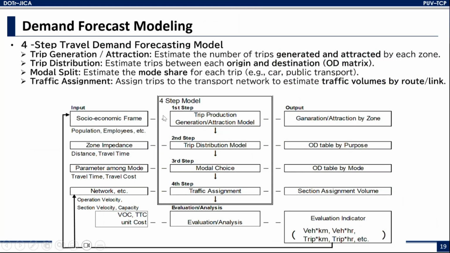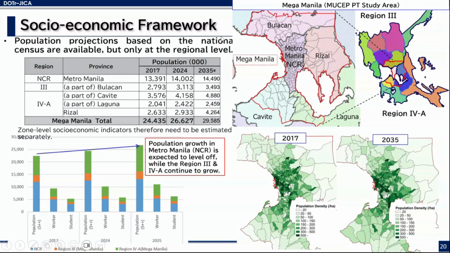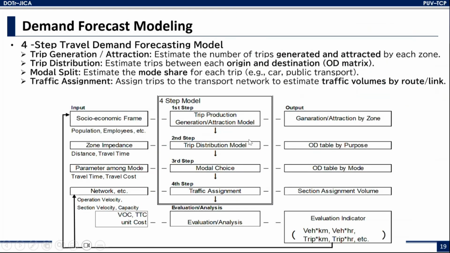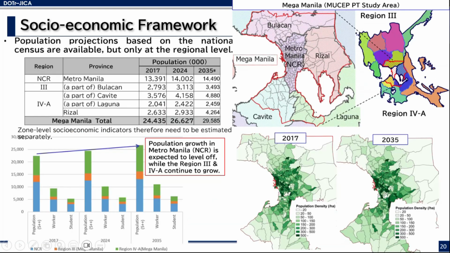Then before going to the four-step methodologies, I need to explain about the socioeconomic frameworks. It means, as I mentioned, according to the traffic zone, how many populations and how many workers, students, and the number of car owners and motorcycle owners shall be prepared. Then of course, the 2000 base year populations, so the census information can be utilized.